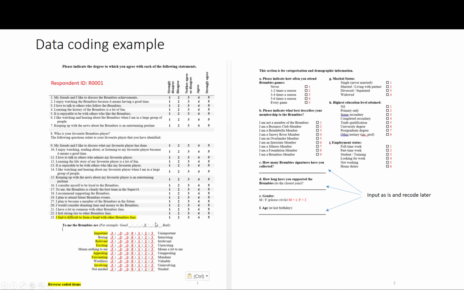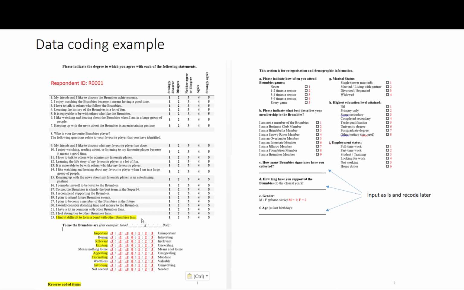So reverse coding. To give you some idea of different types of reverse coding in terms of what this means, if you look at question 22 versus question 23: "I feel strong ties to other Brumbies fans," 1 strongly disagree versus 5 strongly agree. Whereas 23, which I've highlighted as needing reverse coding, "I find it difficult to form a bond with other Brumbies fans," is essentially the opposite.